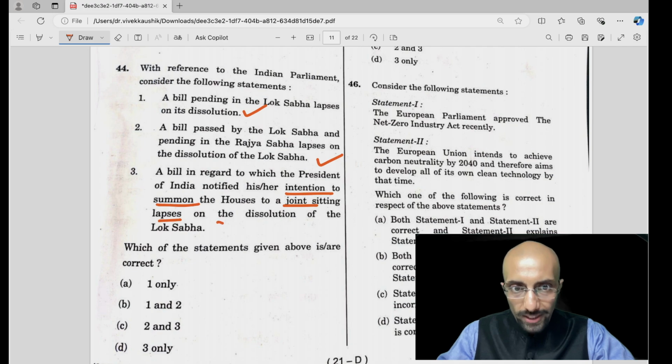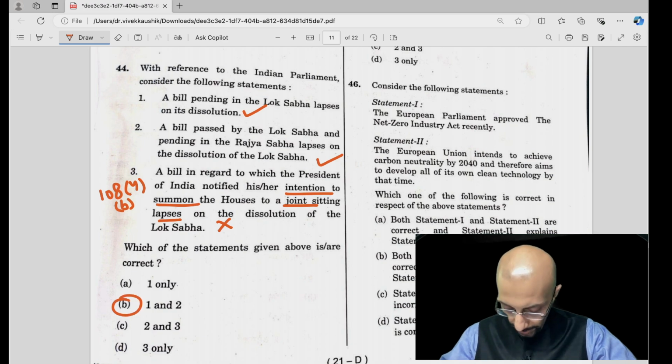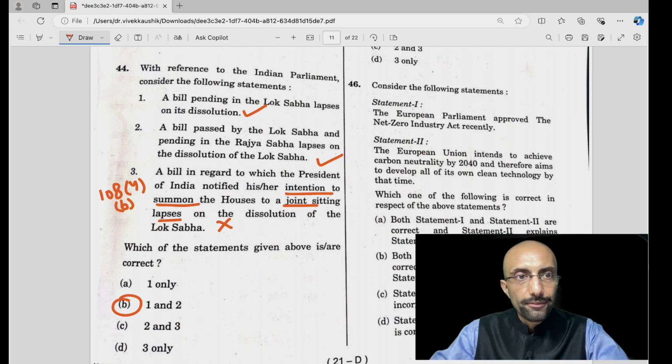No, it will not lapse. You can look at Article 108, sub-clause 4, sub-clause B, that this will not lapse. So the answer will be B, 1 and 2 only. And after the 44th question, the last question from polity is question number 45.